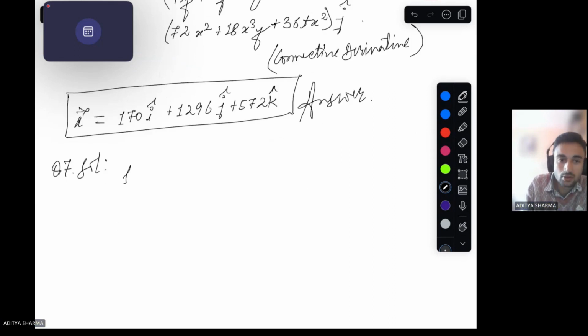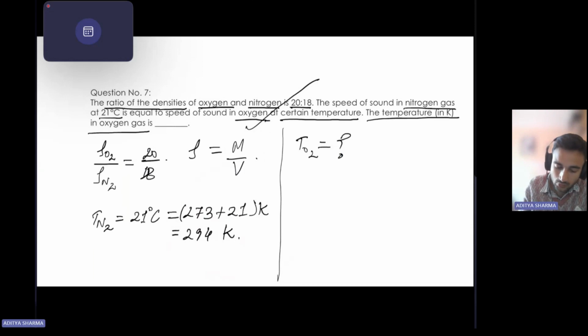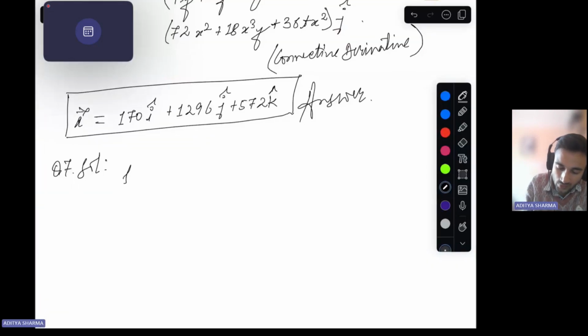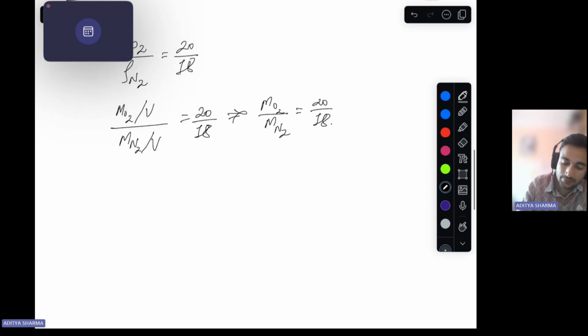So rho of O2 by rho of N2 is given 20 by 18. So if we write it as m of O2 by V and m of N2 by V equals to 20 by 18, that implies m of O2 by m of N2 equals to 20 by 18. Right? What else is given in the question?